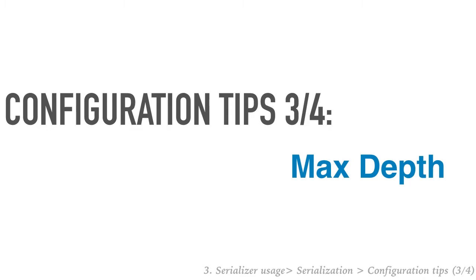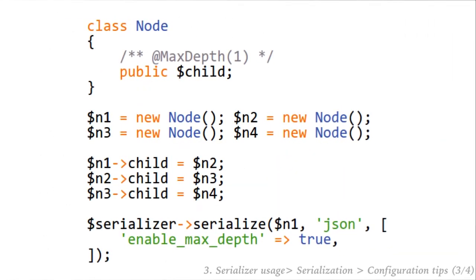There is the max depth, OK? Basically, we have this kind of object. We have a node with child, OK? You don't care about the annotation for now. I'm just talking about the fact that I'm instantiating 4 objects here, N1, N2, N3, and N4, OK? And then I'm going to put every element in the other to construct a tree, OK? So I have N2 in N1, N3 in N2, N4 in N3, OK?